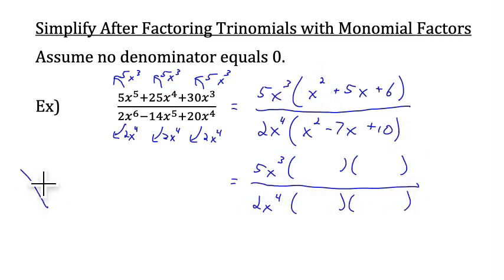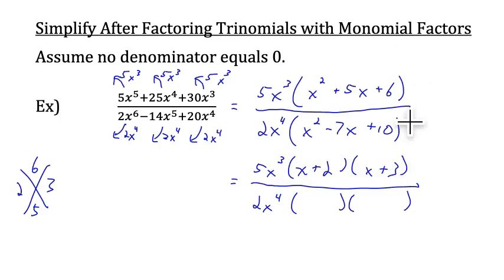All right, in the numerator, we're looking at this trinomial here. Let's find two numbers that multiply to make 6 and add up to 5. 2 times 3 equals 6, and 2 plus 3 equals 5. So that 2 and the 3 tell us that x plus 2 and x plus 3 are factors of this trinomial in the numerator.